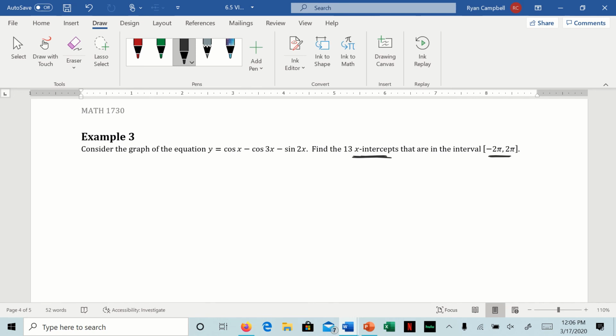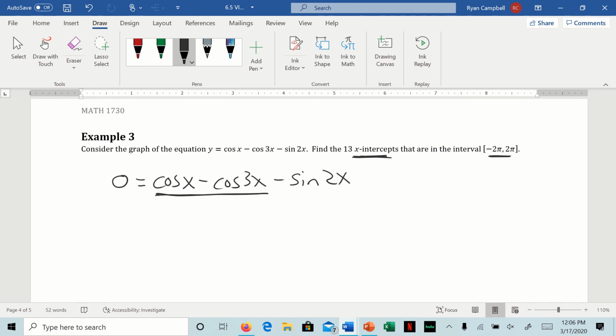So you should know this is going to be a very long problem. There are 13 x-intercepts, 13 answers that we are supposed to find. So first things first, how do you find an x-intercept? You make y 0, right? So y is 0, so we're just solving 0 equals cosine of x minus cosine of 3x minus sine of 2x. So you got a bunch of things being added and subtracted together equaling 0, which does not help us at all. So maybe we can turn some of this into a product.